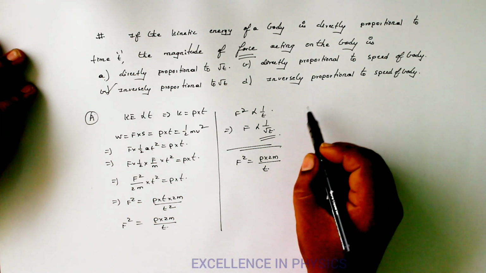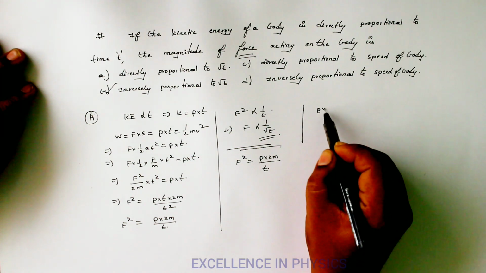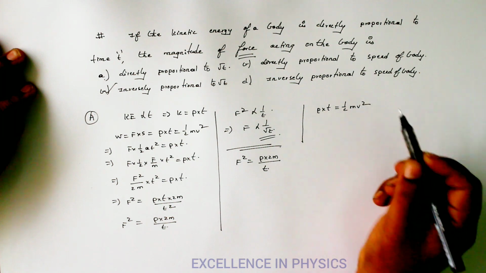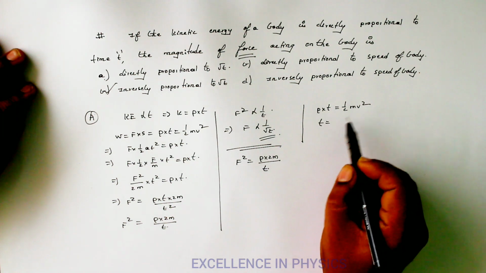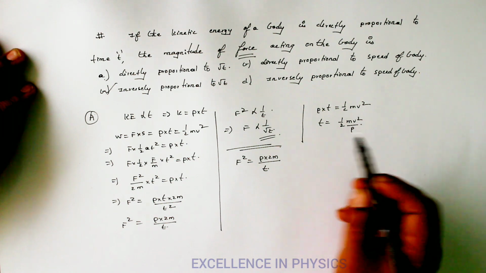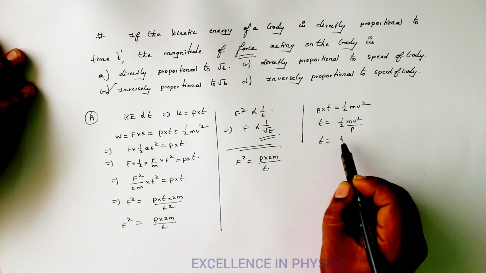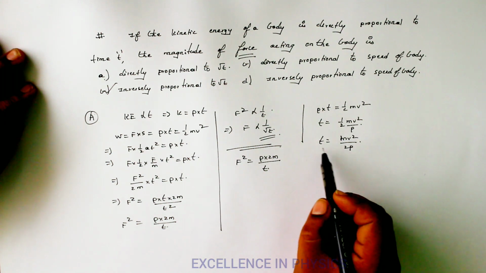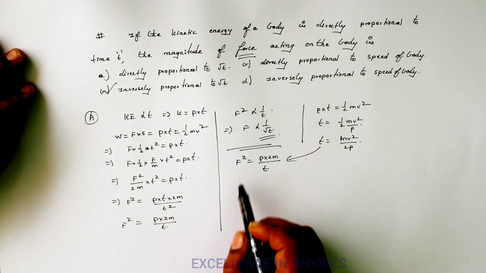So therefore from this relation, P into T is equal to half mv square. So I can write T is equal to half mv square divided by P. So T is equal to mv square divided by 2P. Now I will try to substitute this relation in this condition.